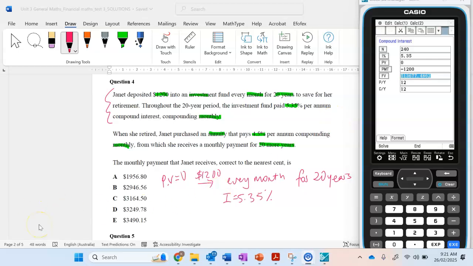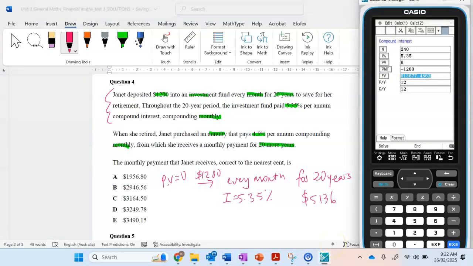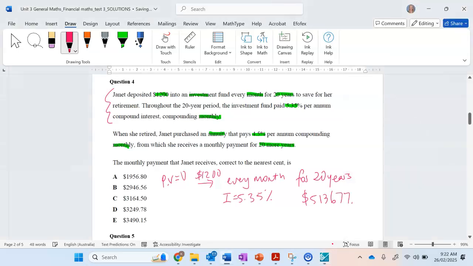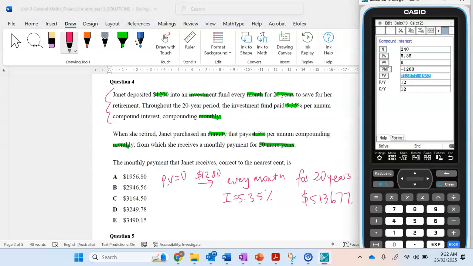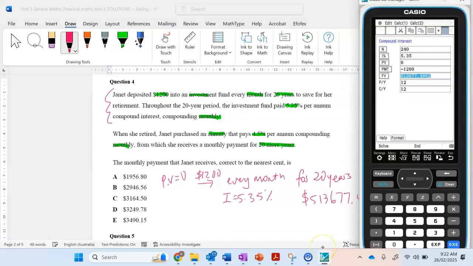All right, so we get 5. Here I was thinking that I've done something wrong, and I didn't, because I didn't see the answer there, because I've still got to go. All right, so that's our value of the investment. So 513677.49. Just make sure I've got all those digits.